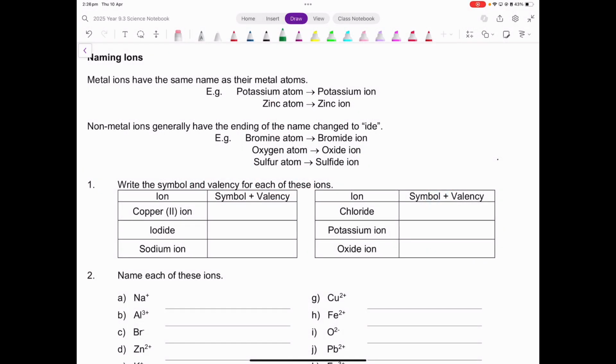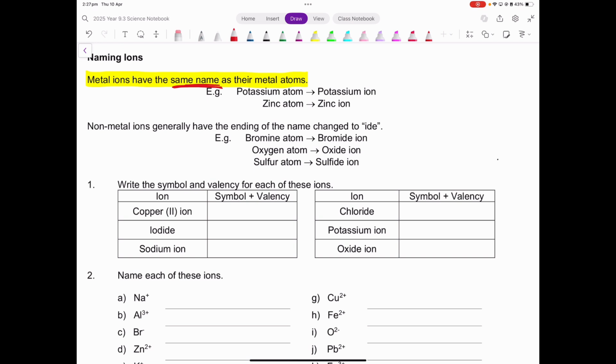When it comes to naming our ions, okay, metals are really easy to do. Metals have the same name as the metal atom. So if I have a sodium ion, I just call it sodium. If I have a lead ion, I just call it lead. Okay? If I have an aluminium ion, I just call it aluminium. The name stays the same. So I'm going to underline that part. Same name.